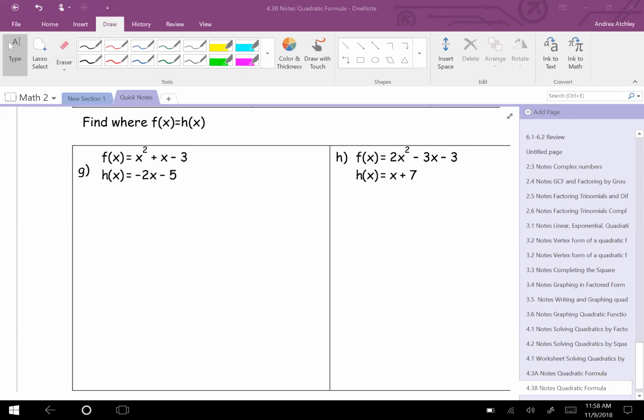And it's asking you, where does f of x equal h of x? So it's basically telling you to set them equal to each other. So here's my f of x. So I have x squared plus x minus 3. And it's going to equal the h of x, which is negative 2x minus 5.